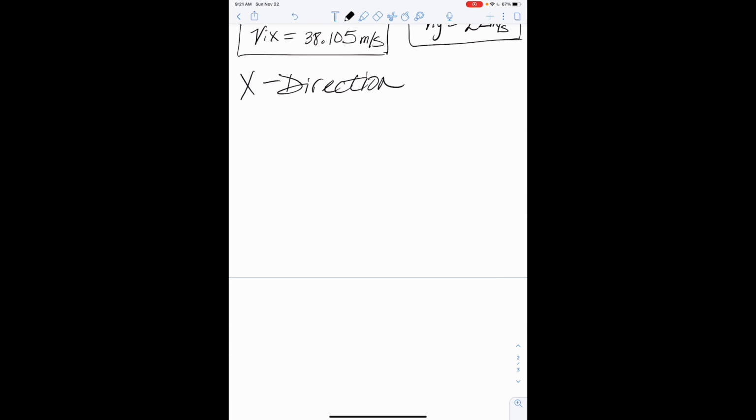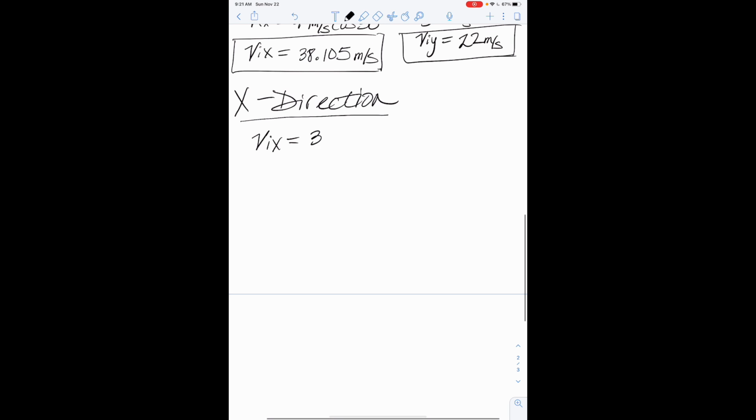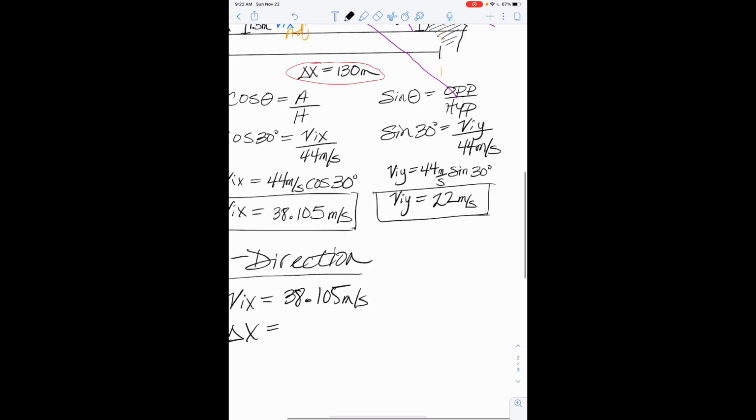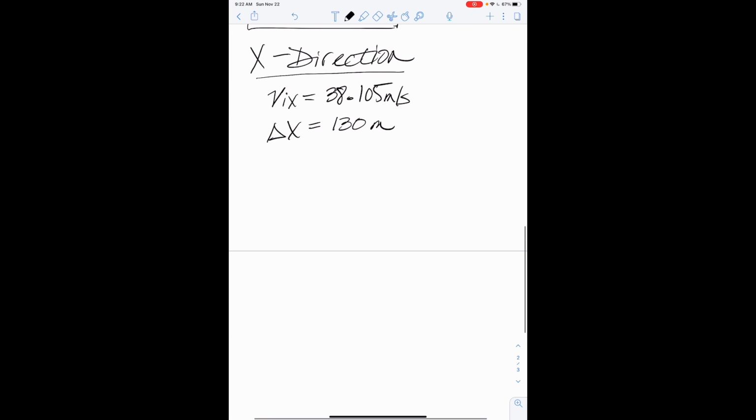All right, so okay, so in the x direction, what do we know? We know VIX. Well, let's just go ahead and jot these down. And we know how far away the ball is, which is 130. Now, what we can use here, if we remember our K formulas in the x direction, the one that was useful was K2. Try and write that out.